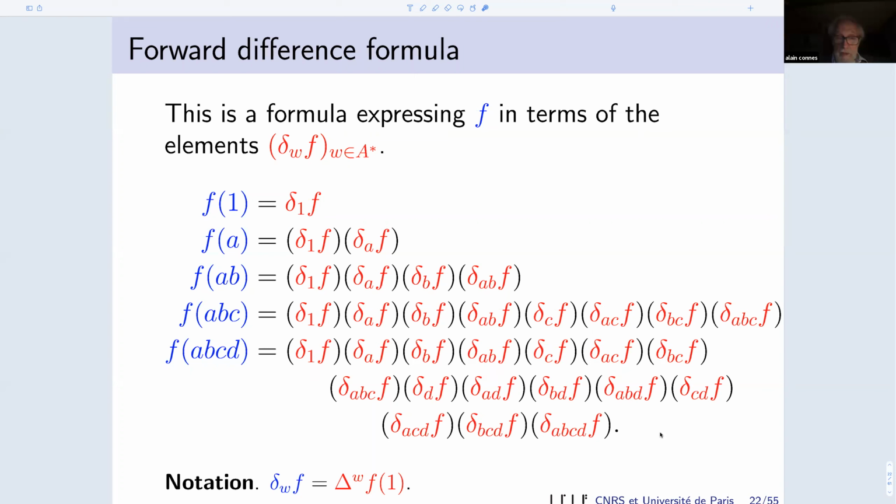But it has a nice feature that you don't have any inverses, if I understand correctly. That's right. And you will see there is another nice feature in the next slide, but I totally agree.